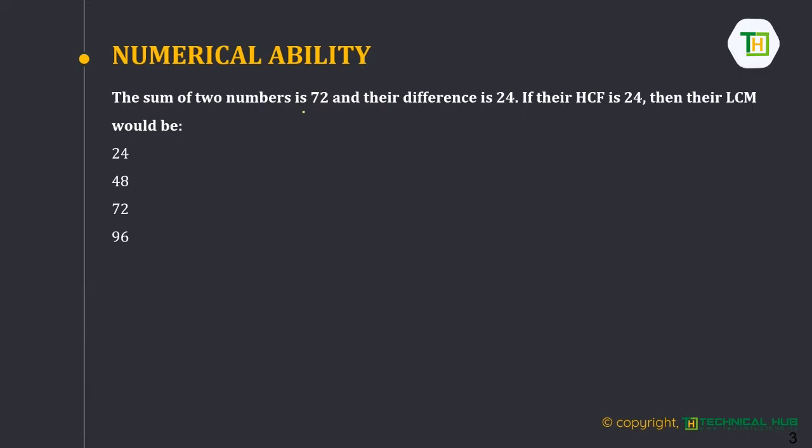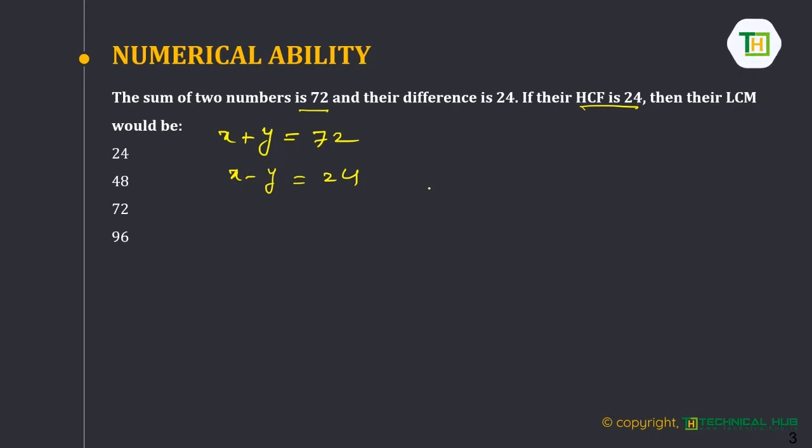Next question. The sum of two numbers is 72. Here we don't know the numbers. So let us take those two numbers, x and y. According to the question, the sum of two numbers, x plus y, is equal to 72. And the difference, x minus y, is equal to 24, right? Two numbers' sum is given and their difference is given. And their HCF is also given. And then find their LCM.